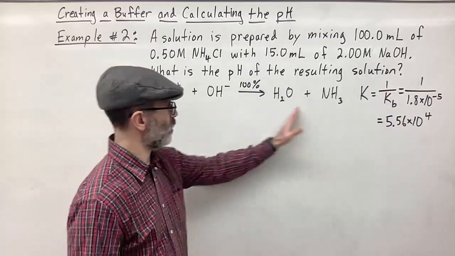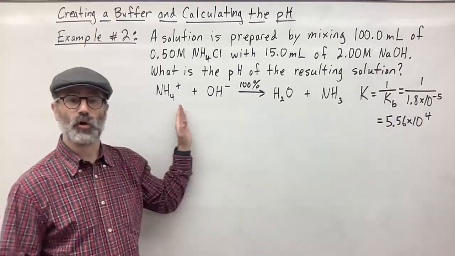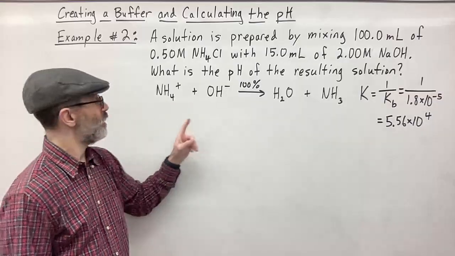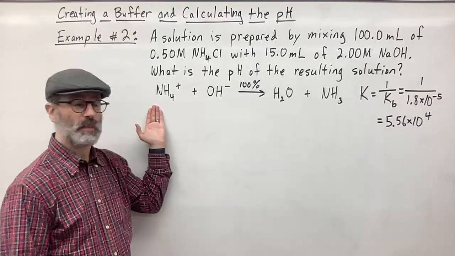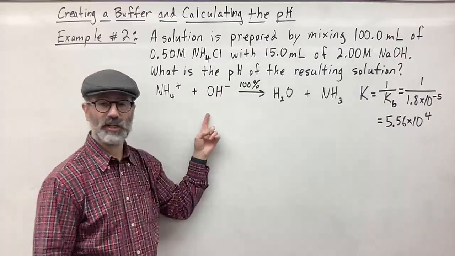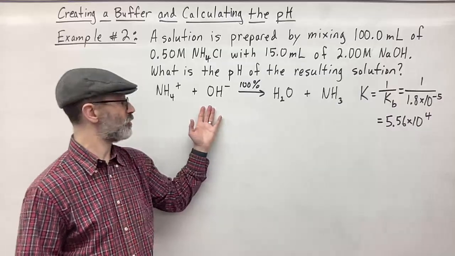Okay, so we start with our reaction here. This is going to be the complete reaction. So we have the ammonium ion, which is acting as a weak acid. We have the hydroxide ion. That comes from our strong base, NaOH.